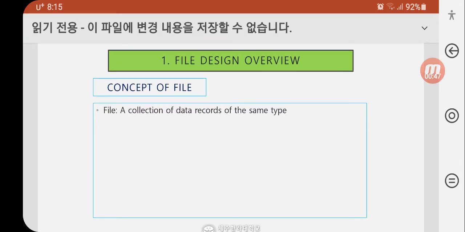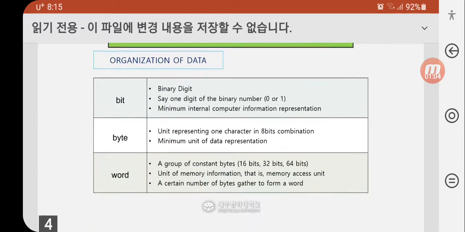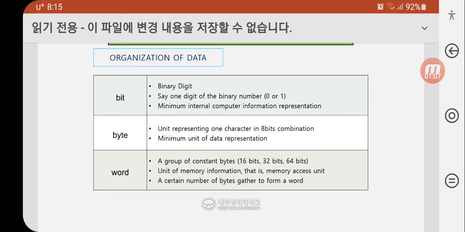The concept of file is a collection of data records of the same type. That is file. We remind the data units. Bit. Bit is a binary digit, say 1 binary number, 0 or 1. The smallest unit for expressing information inside the computer.